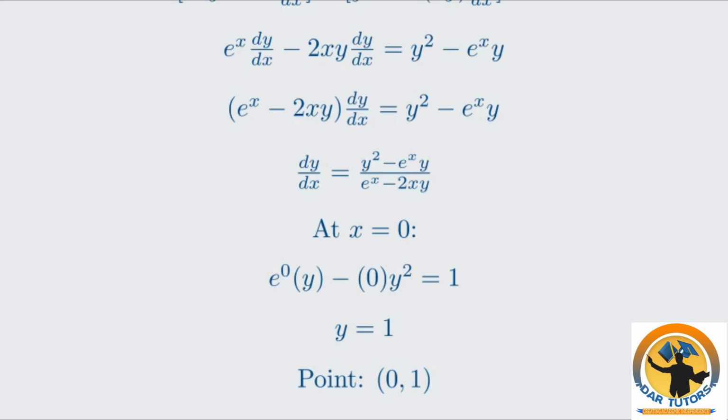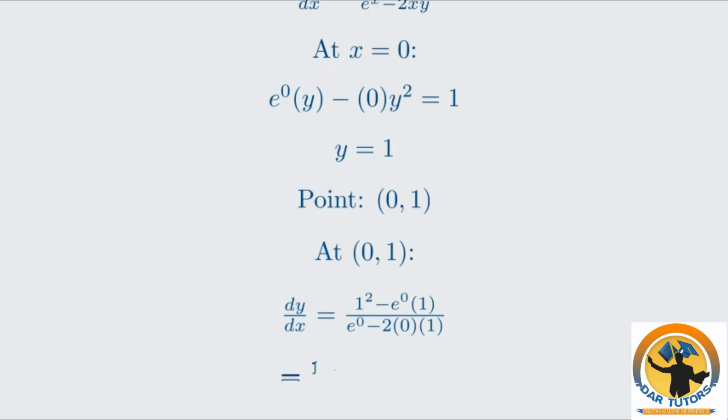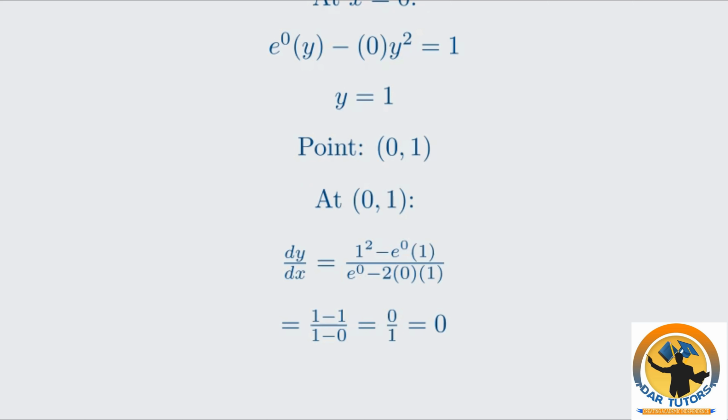Finally, we substitute x equals 0 and y equals 1 into our expression for dy/dx. The gradient is 1 squared minus e to the power of 0 times 1, all over e to the power of 0 minus 2 times 0 times 1. This simplifies to 1 minus 1 over 1, which is 0. The gradient of the tangent at the point (0, 1) is 0.